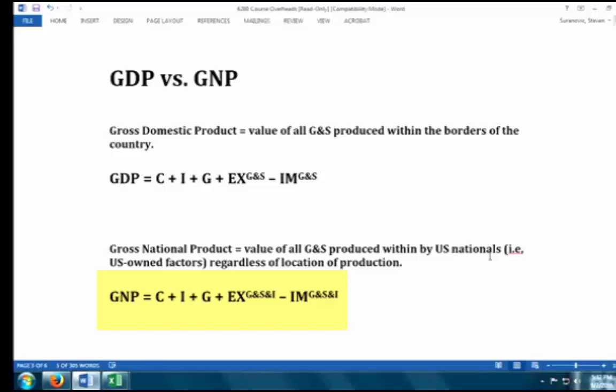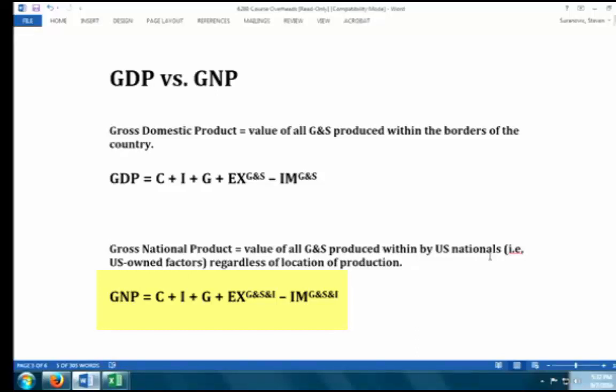Okay? Now, gross national product. Gross national product is, intuitively, the value of all goods and services produced by U.S. nationals. Forget the "within." I did this just in the last 15 minutes before class. Sorry, I made some mistakes, because I wanted to have a graphic of it instead of writing it out.